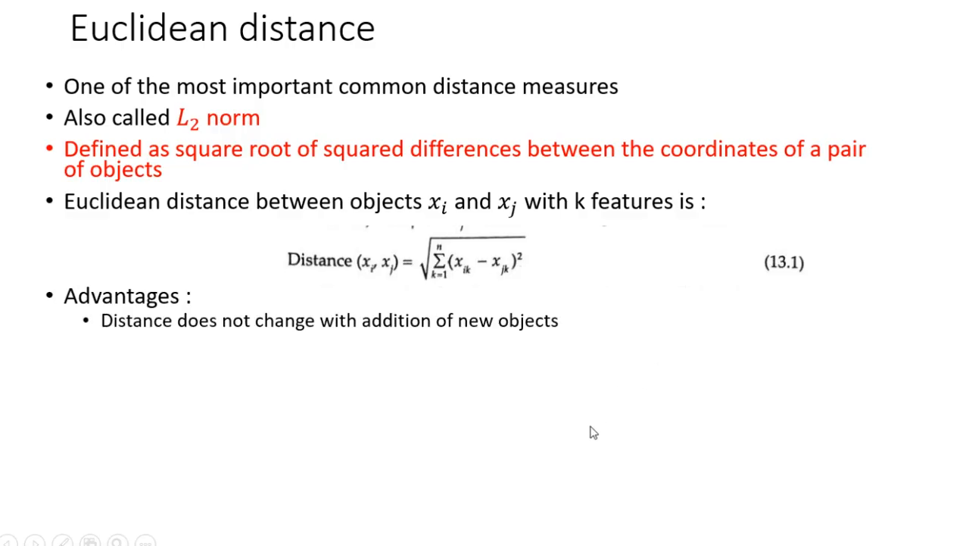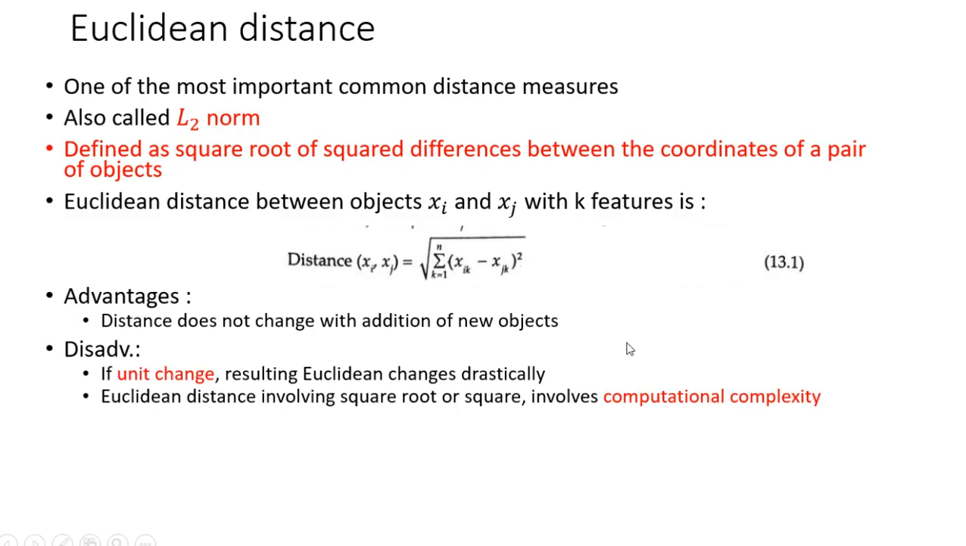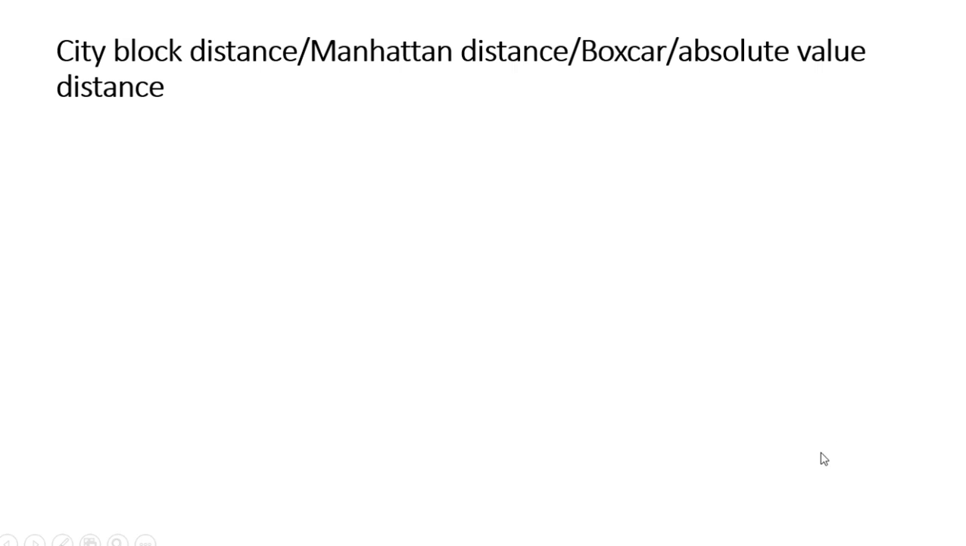So the advantage of Euclidean distance is that the distance will not change with the addition of new objects. You add new objects, the distance will not change. The disadvantage is if the unit changes, then definitely the value of this Euclidean distance will change drastically. Suppose I'm changing the units from millimeters to meters, definitely the value will change. And also, since Euclidean distance involves a square root and squares, when you are applying this formula where I have data points in the range of thousands or tens of thousands, there will be some computational complexity in your algorithm, which may reduce the speed of your computation.